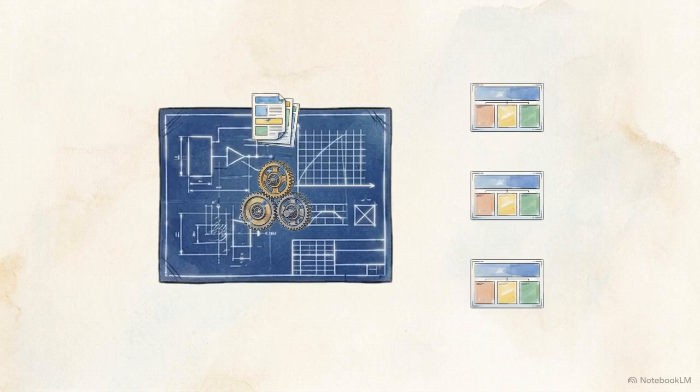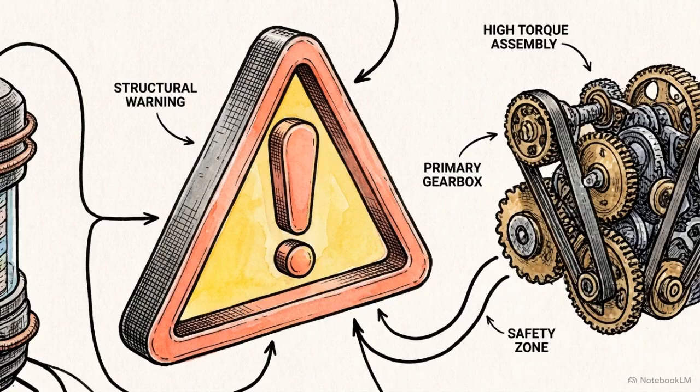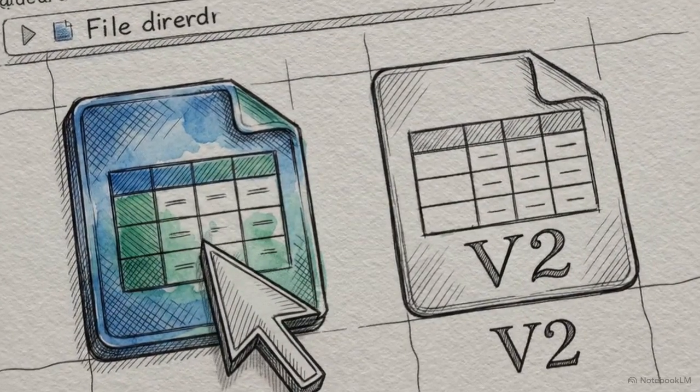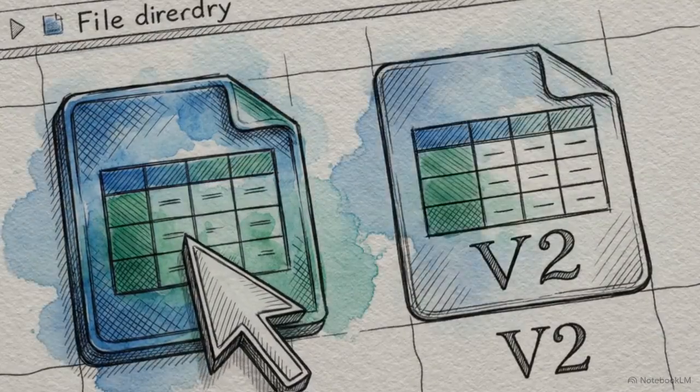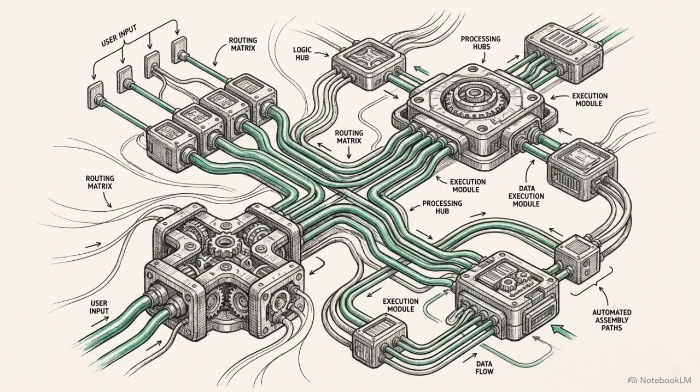Note a technical parameter here. When processing these external files, the system generates an entirely new version of the file, rather than editing your original document in place. This execution requires zero manual prompting. The system analyzes the request and invokes the correct skill subroutine automatically.